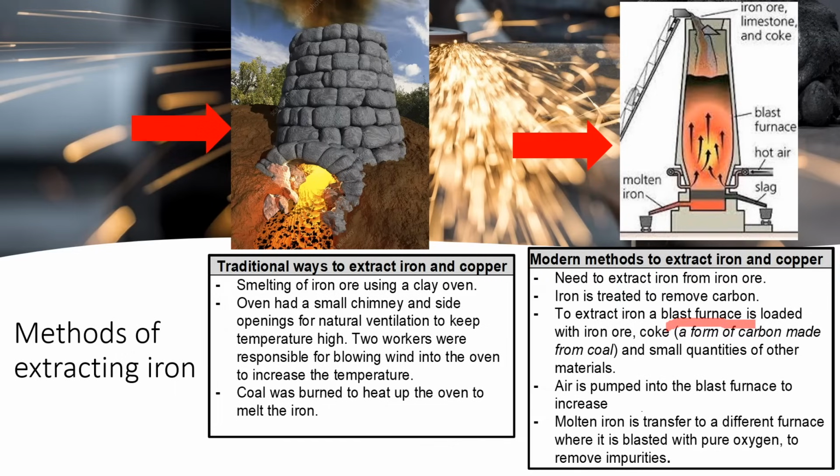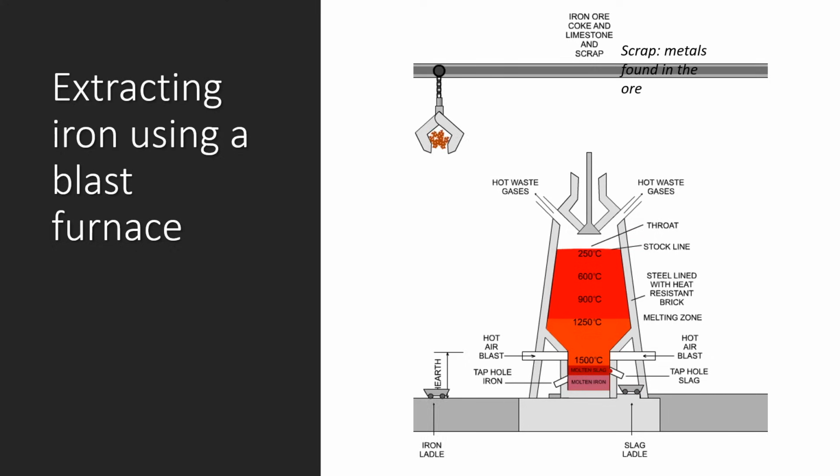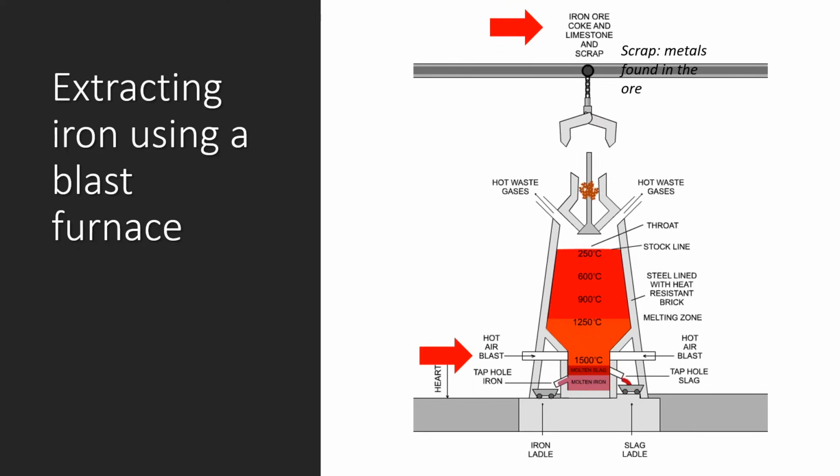This can also improve the strength of iron by adding nickel, tungsten, and chrome to the molten iron before we use it. So let's have a look at the process of extracting iron from iron ore using a blast furnace. Firstly, air blown into the bottom of the furnace is heated up. The iron ore, coke, and limestone, as well as any other scrap metals, are then placed into the furnace.